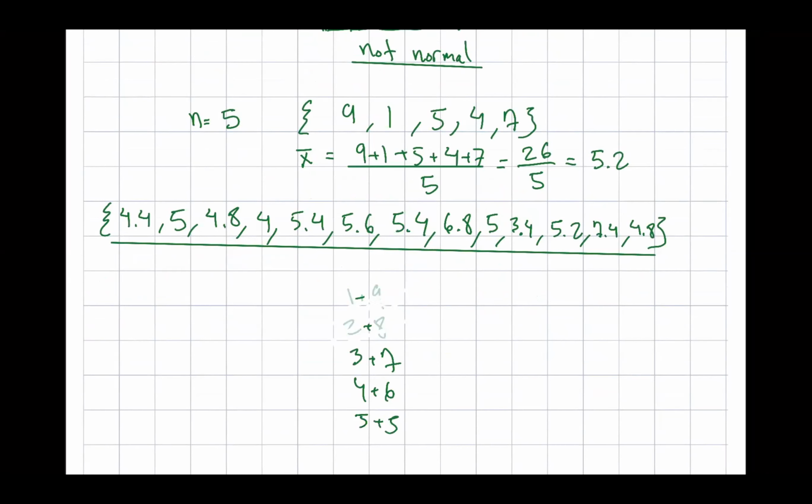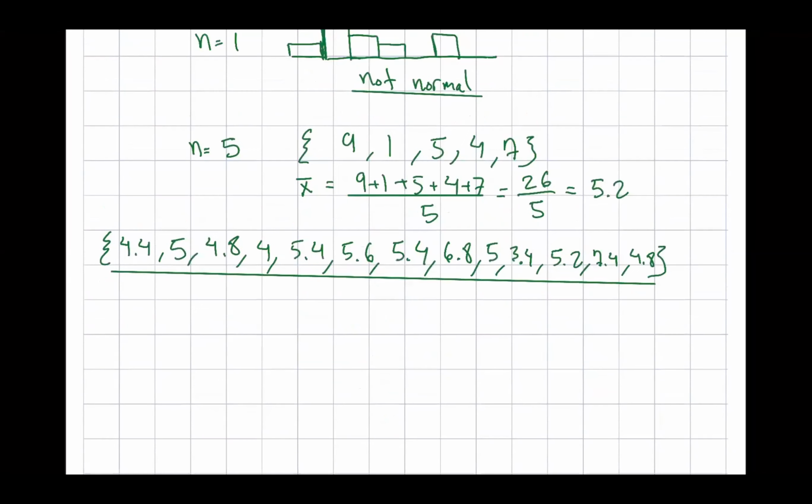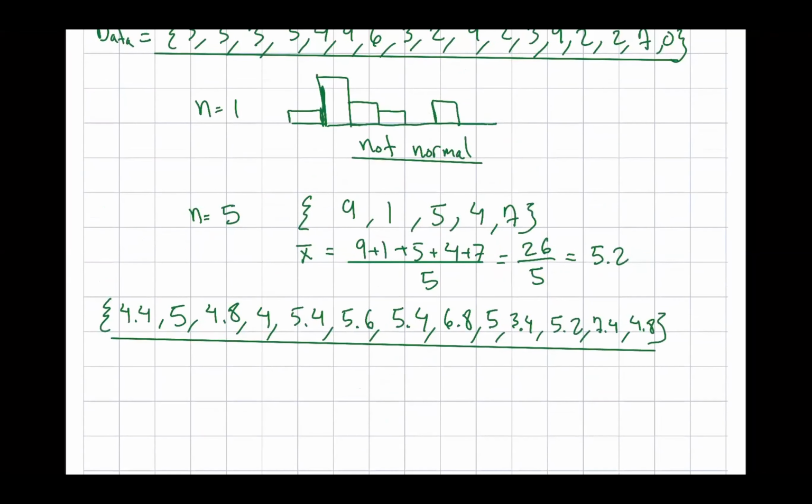So now I'm going to go ahead and do a histogram of this data set. If I do a histogram of this data set, do you think it's going to look more normal than this one, or do you think it will look less normal? So less normal or more normal? We're going to say more normal. So I'm going to go into my TI and enter this for my data set.